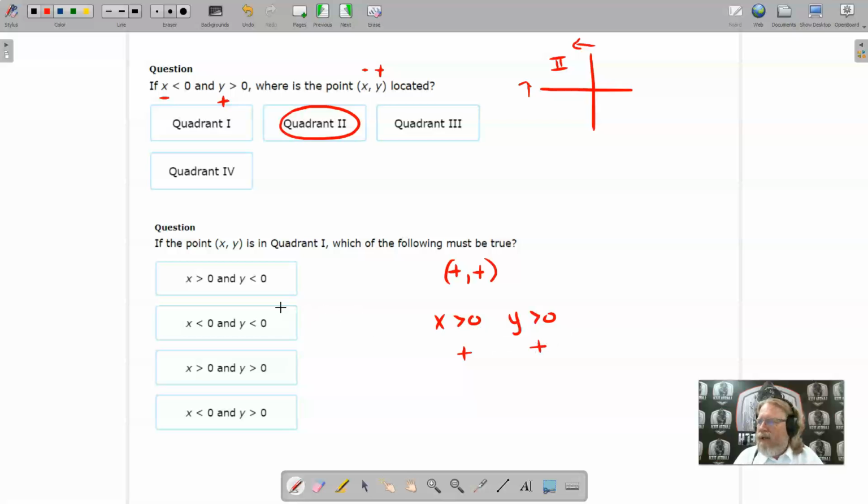So let's find that in the answers. X greater than 0, y less than 0. Nope, that one doesn't work. X is less than 0. Nope, we're looking for x is greater than 0. X is greater than 0, y is greater than 0. Looks like that's the correct one. And here, nope, that won't work either because we have x is less than 0. So our correct answer is the third selection.